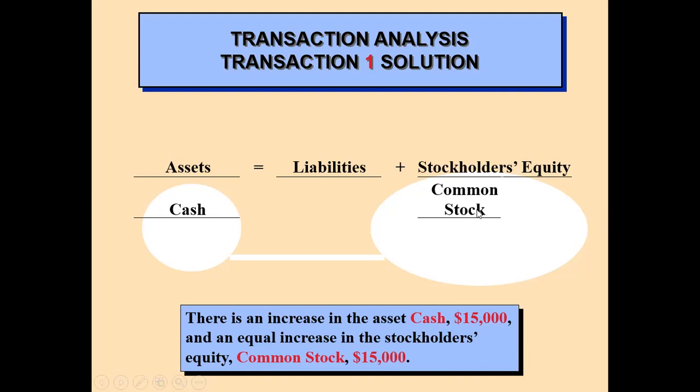So 15,000 cash will increase, and in the same way 15,000 capital or common stock will increase because this is our first investment. See, the equation is equal. 15,000 plus on this side, 15,000 plus on that side. Equation is equal.